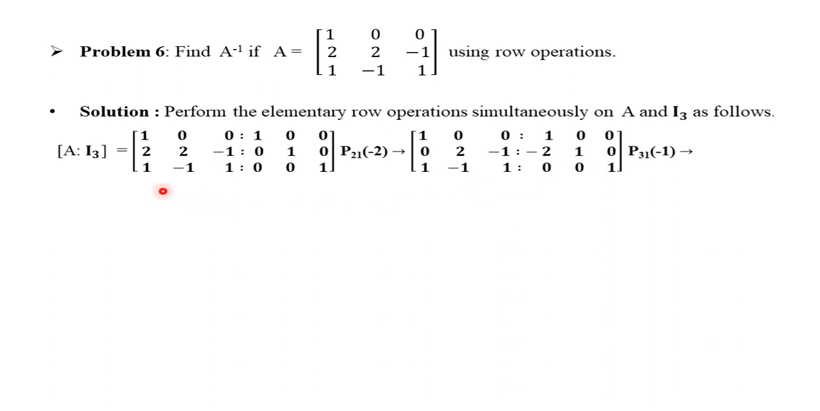Now we have to change the third row. Here the first element of the third row is 1. We have to make it 0. We want 0 in this place. So I perform the operation P31(-1). That is, I multiply the first row by -1 and add it to the corresponding elements of the third row. So I get the new matrix like this.